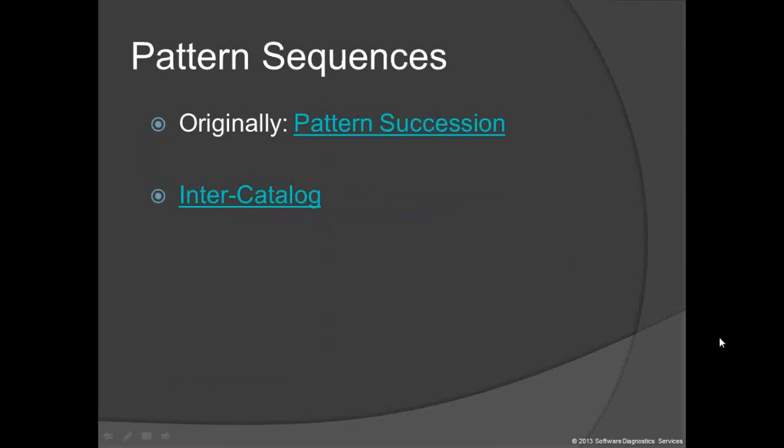A few words about pattern sequences. These are more specialized forms of pattern networks and are sets of patterns that have definite causal links. Looking at software diagnostics cases, it is easy to see that some patterns precede others.